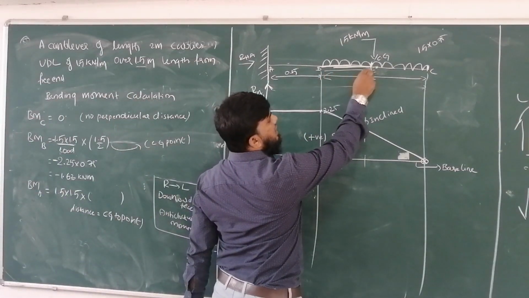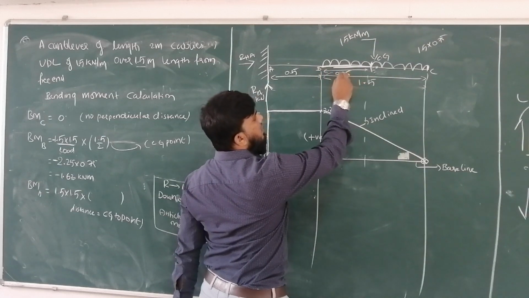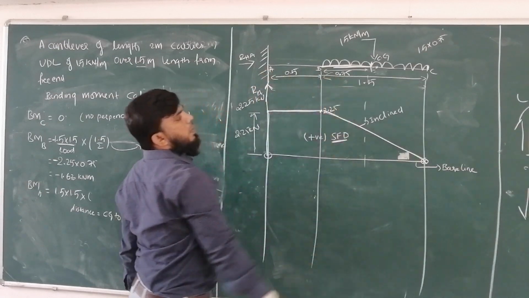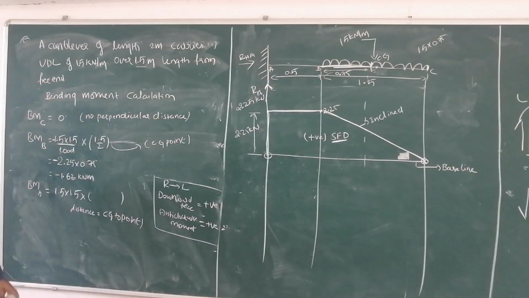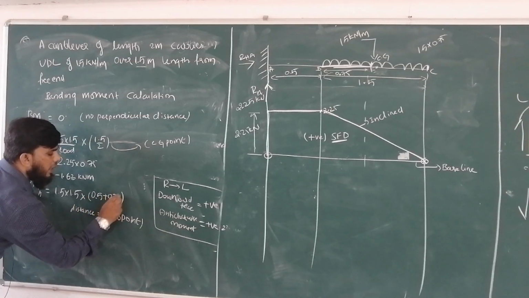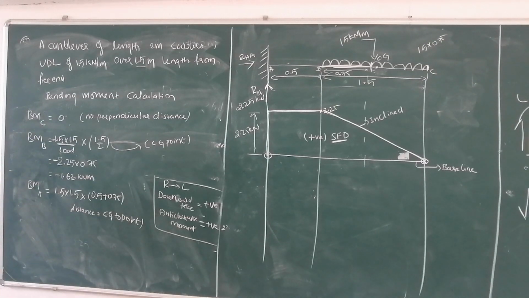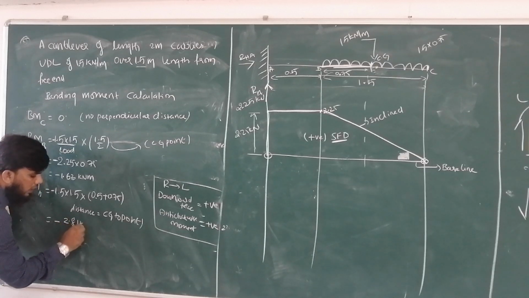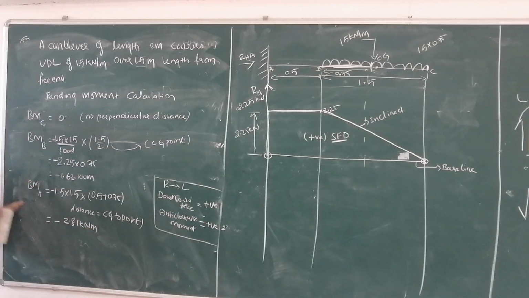Half of this is nothing but this length, which will be equal to 0.75. Half is 0.75. The total length from point A to the CG point is 0.5 plus 0.5 plus 0.75. Every time you have to take the total distance. What is the value you are getting? Again here also the sign convention is minus, because this is also trying to rotate clockwise. Clockwise is minus. What you are getting is minus 2.81 kilonewton meter. So you have got the values.